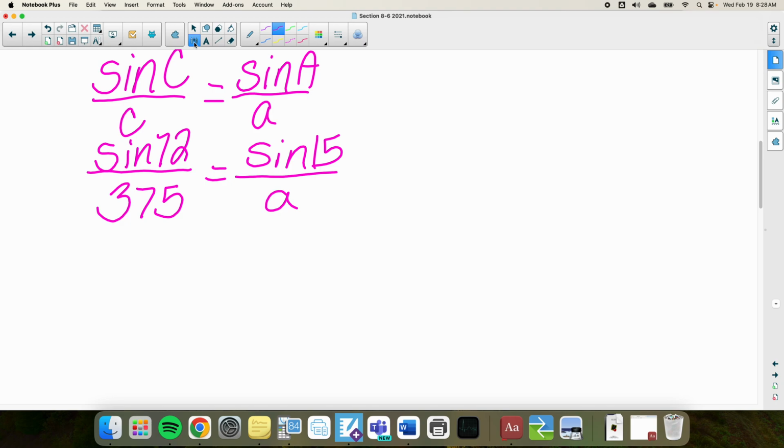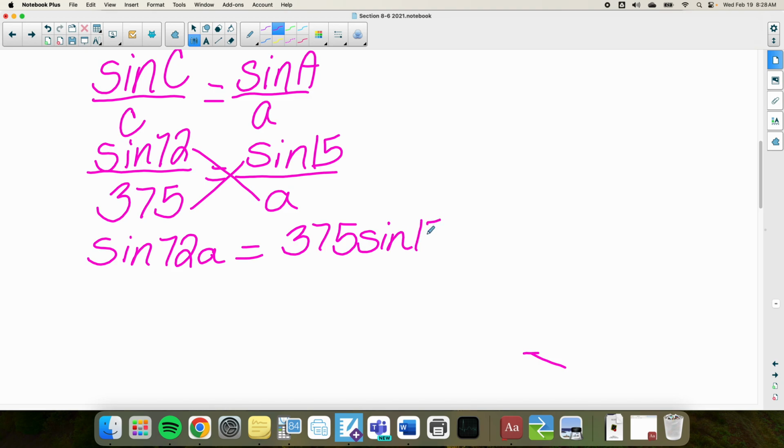Yeah, cross multiply. So let's multiply this, and that's gonna be sine of 72 times a. Doesn't matter if you put the a in front or behind. And then this one, when you multiply this, you have to put the number in front of the trig function. So we're gonna go 375 sine of 15, okay? Now, we have to find this little a, and it's sine of 72 times a. So what we're gonna do is divide by sine of 72.